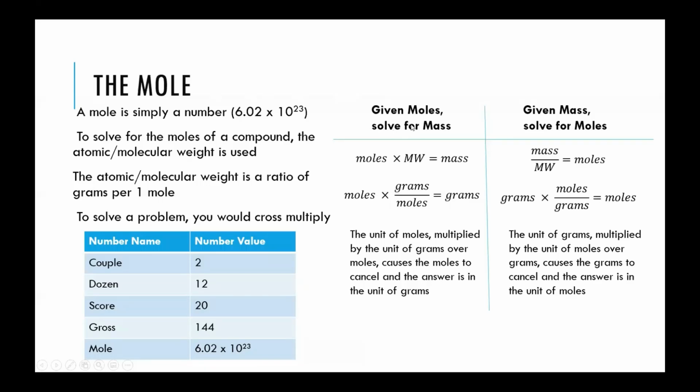The same thing can be true the opposite way. If you need to determine what is the mass of something given the number of moles, this is done by multiplying the molecular weight by the number of moles. In this case, the molecular weight unit is grams per mole, and you're multiplying it by moles, so the unit of moles cancels out, and you're left with grams.